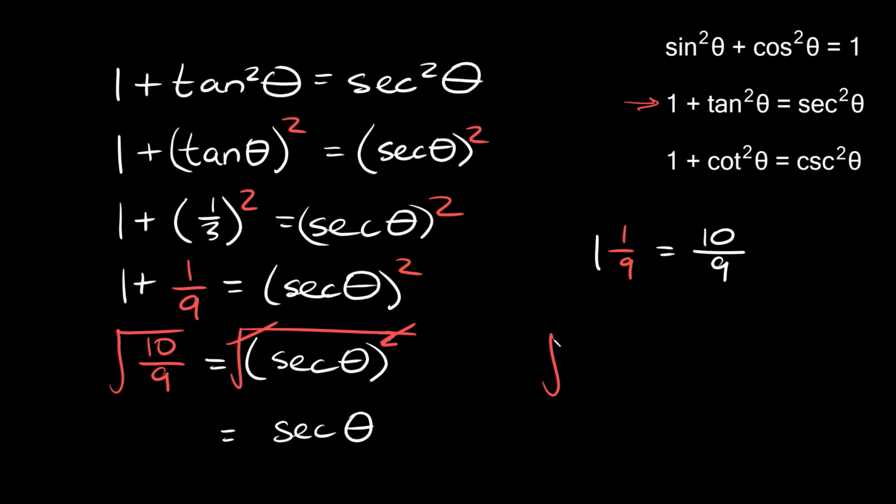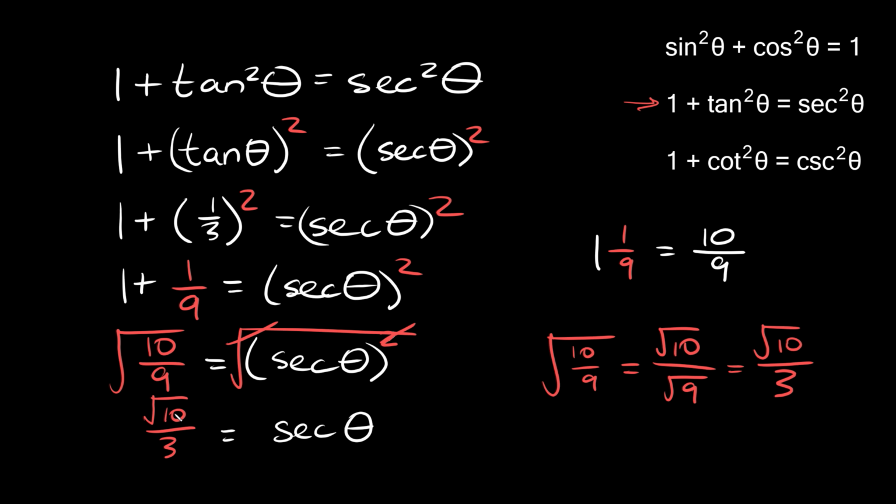So the square root of 10/9 is the same thing as the square root of 10 over the square root of 9. All right, you can basically just split it up into the numerator and denominator. And so then this is going to be equal to the square root of 10 over 3, right? So then here we get the square root of 10 over 3. So that's what secant of theta is equal to.